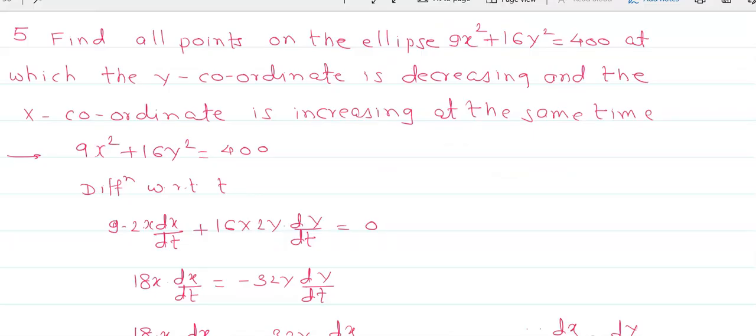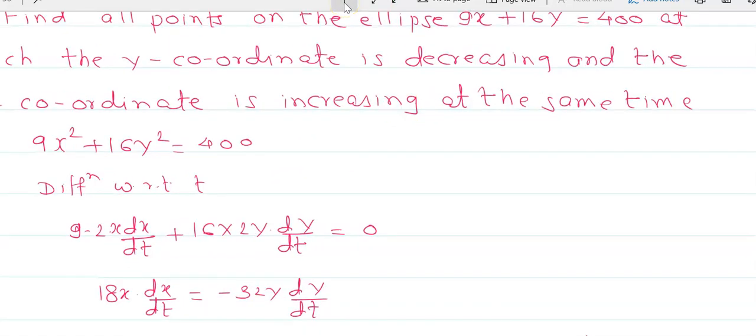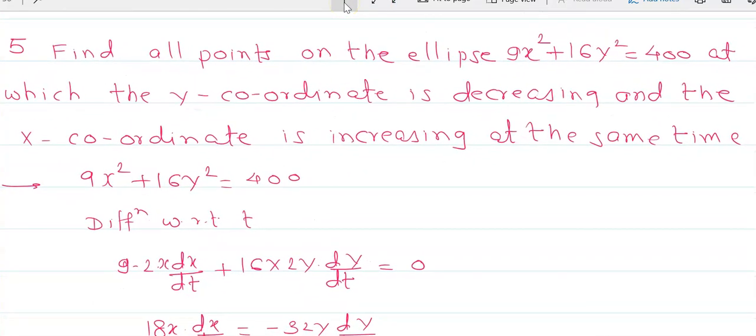Now the next is question number 5. Find all the points on the ellipse 9x square plus 16y square is equal to 400 at which the y coordinate is decreasing and the x coordinate is increasing at the same rate. Okay, therefore we will find out.